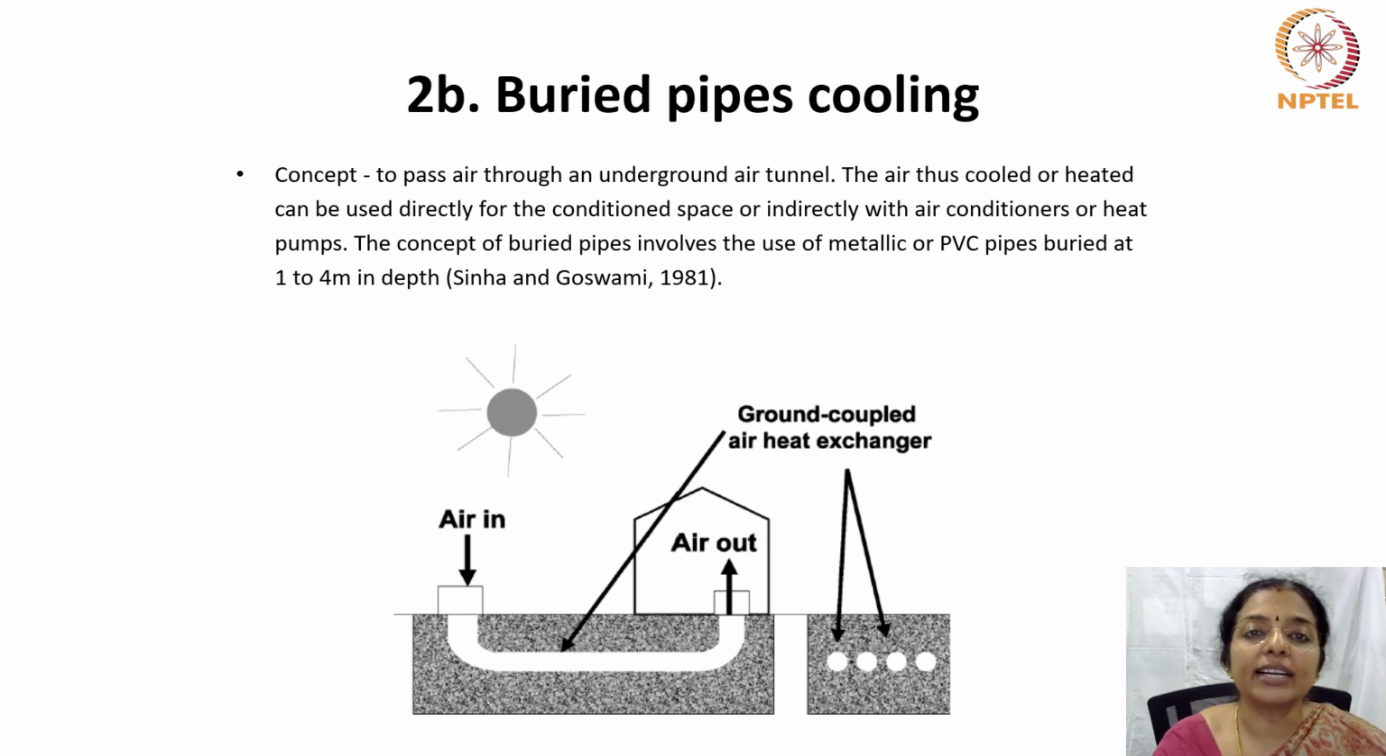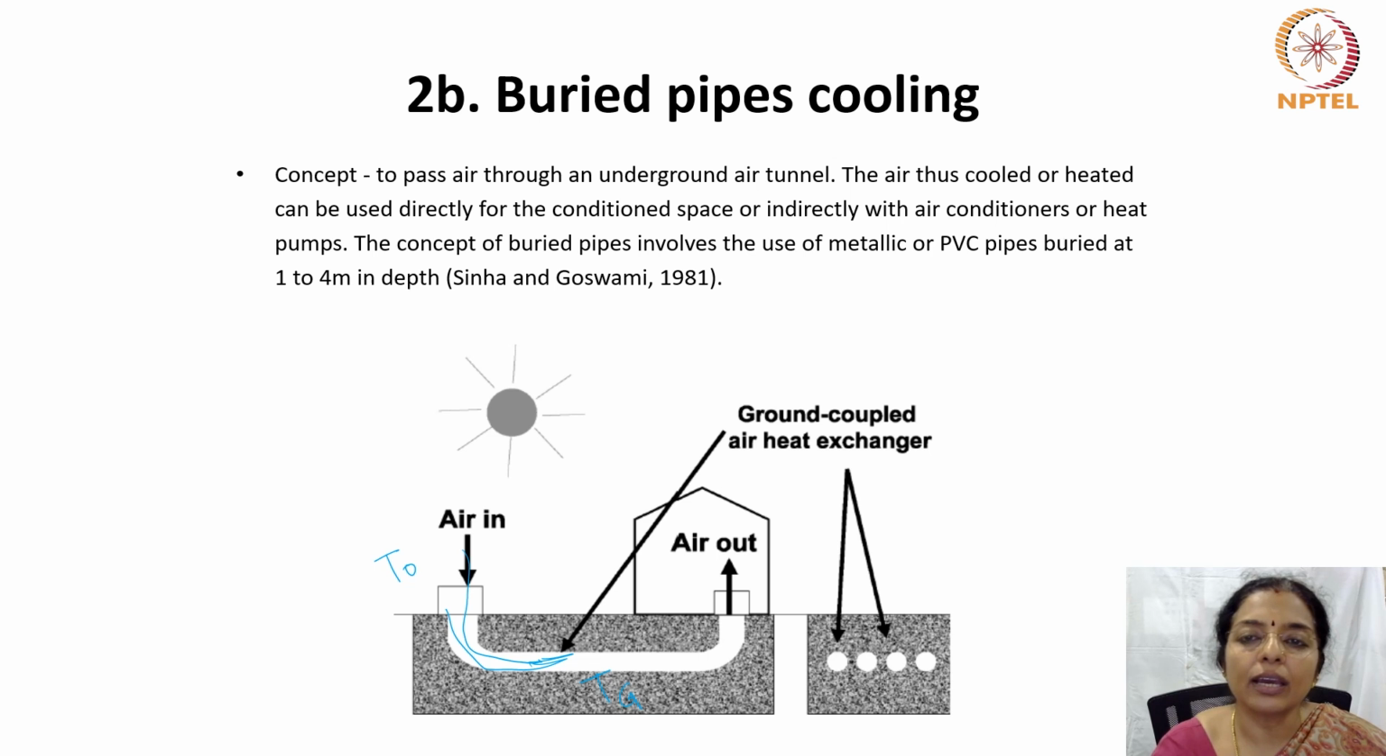Our main interest is buried pipes cooling, and the concept of this is to pass air through an underground air tunnel. The air gets cooled or it gets heated depending upon the temperature outside, temperature of the ground. The air gets cooled or heated, and this can be used directly for a conditioned space or indirectly with air conditioners or heat pumps. So you can send this air to the AHU, because of which there is a lot of savings of energy, or you can send it directly to the room.